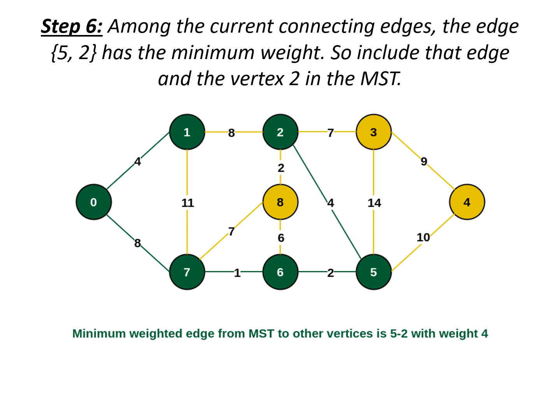Again we check the minimum weight to connect the node. First we find 1,2 is 8, 7,8 is 7, 6,8 is 6, 5,2 is 4. So we have to connect 5 and 2 with a weight of 4. And then check whether any cycle is formed in the loop.